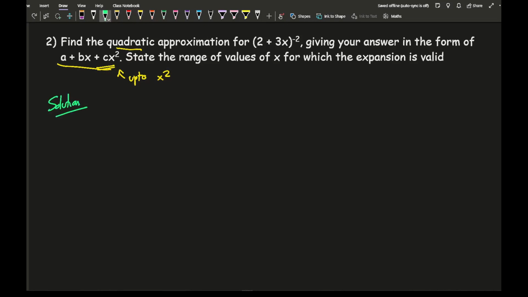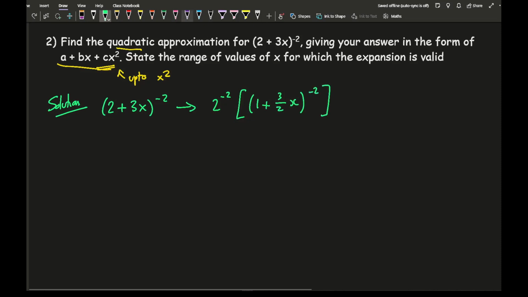So we don't need to worry about converting into indices because that's what we've already got. So we've got 2 plus 3x to the power of minus 2. Now from this, what we need to do is try and get this to plus 1. So let's factorize it first. So I've got 2 to the power of minus 2, and then I've got 1 plus 3 over 2 x, and that's the power of minus 2. So then simplifying this, I could then convert this into a quarter. That's not a problem, but then the first thing I'm going to do is expand this.